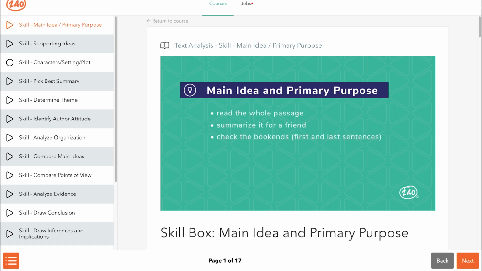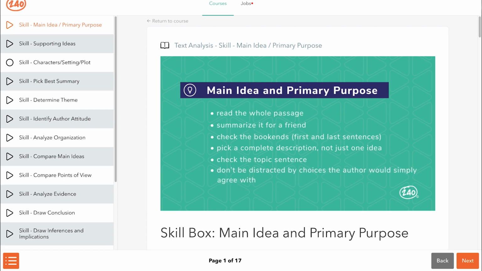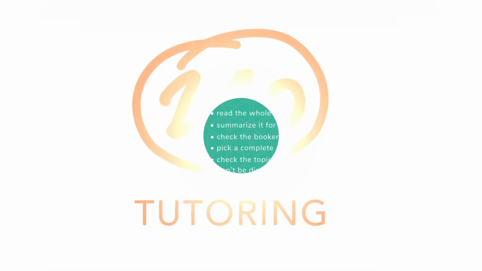Make sure to find the choice that is a complete description of the main idea or primary purpose of the passage. This might be the first sentence, also known as the topic sentence, if the author never deviates from the thought. And don't forget, even if a choice is true or the author would agree, make sure it's their main point or primary purpose.